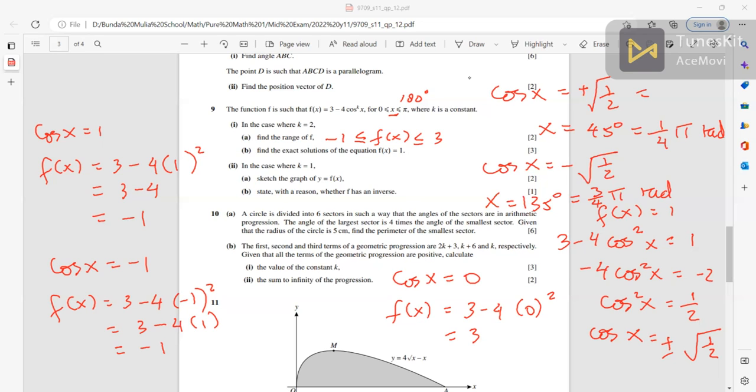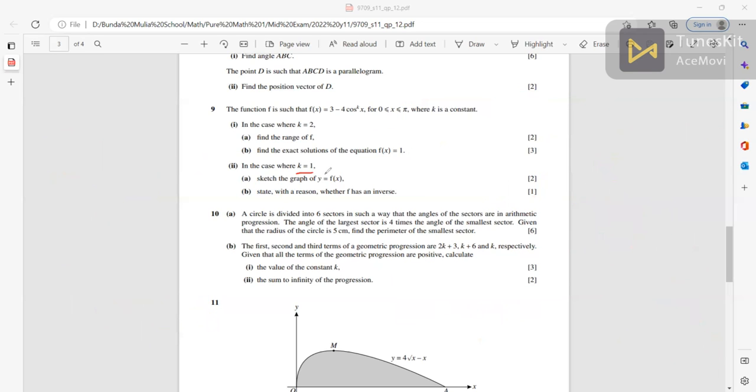And now for the second part, in the case k equals to 1, sketch the graph y equals to f(x). So f(x) equals to 3 minus 4 cos x. So we know the midline is 3. So we try to draw it. The midline here is 3, and the amplitude here is minus 4.